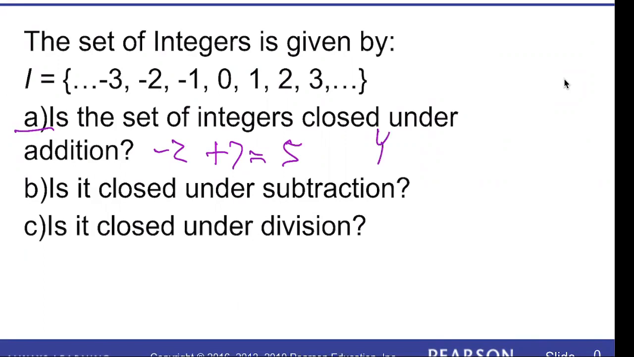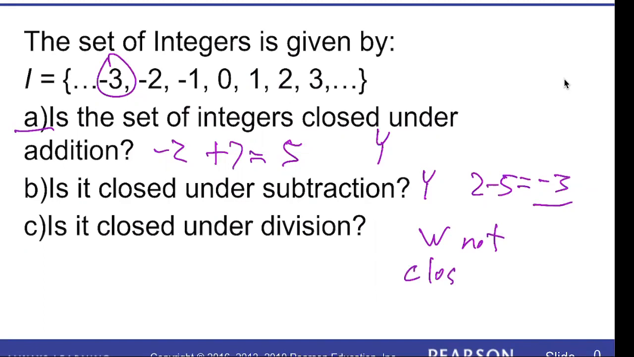Is it closed under subtraction? Yes, it is, because notice now when we do 2 subtract 5, we get a negative. That's back in the set of integers. So by adding those negatives, now we're closed under subtraction. Remember, the whole numbers were not closed under subtraction.